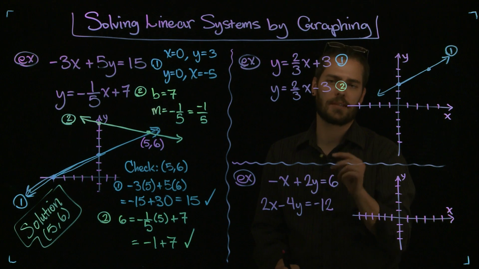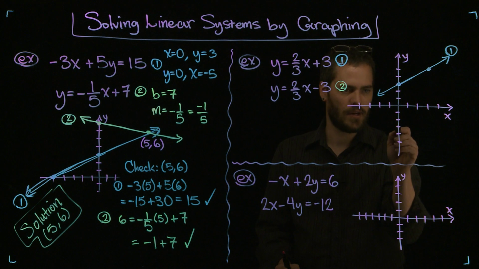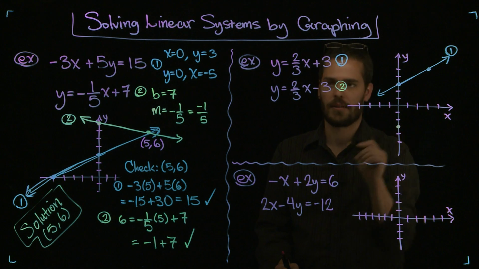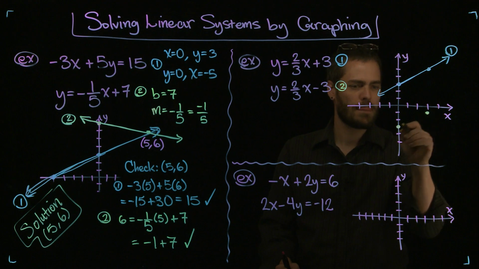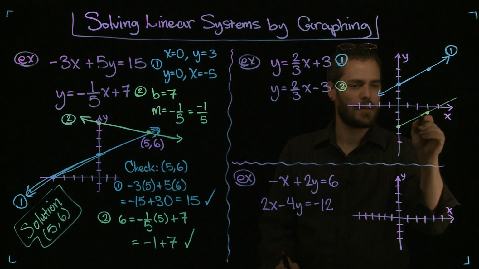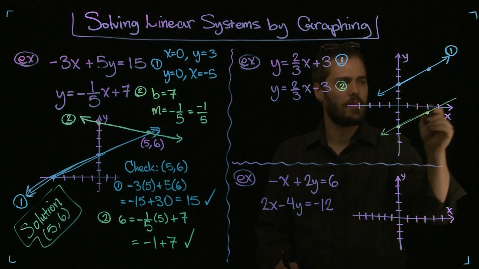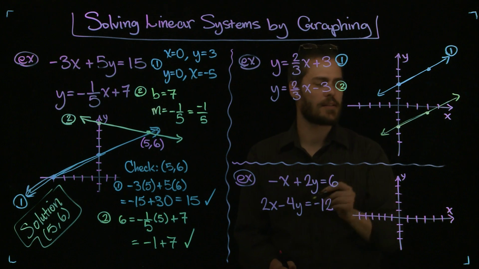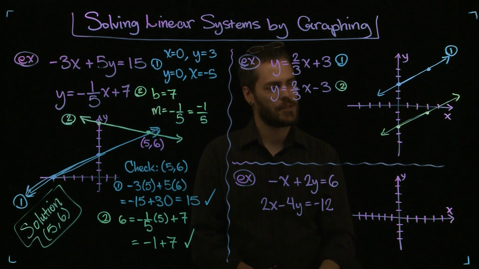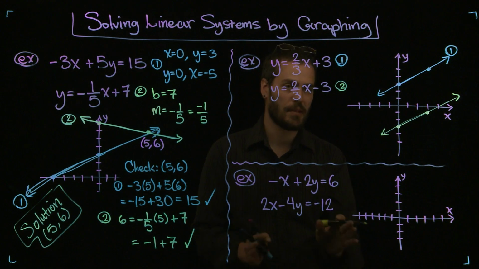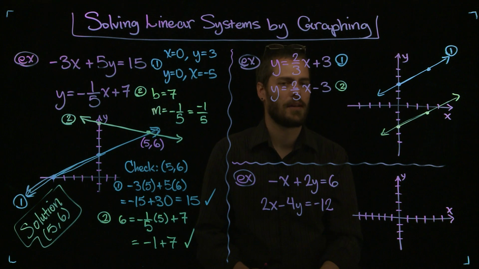Line number 2 tells me to start down at negative 3 on the y-axis. Negative 1, negative 2, negative 3. Right there. And then I'm going to go up 2 and over 3, put a point, and draw my other line. And it appears that these lines are parallel. If they're parallel, they will never touch, which implies no solutions. Actually, it means there are no solutions.